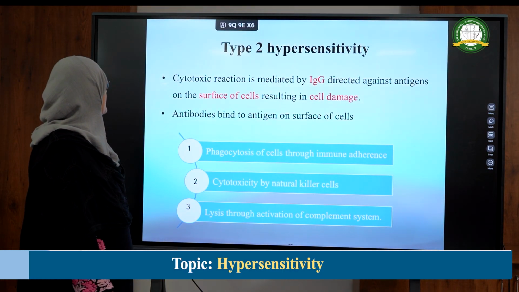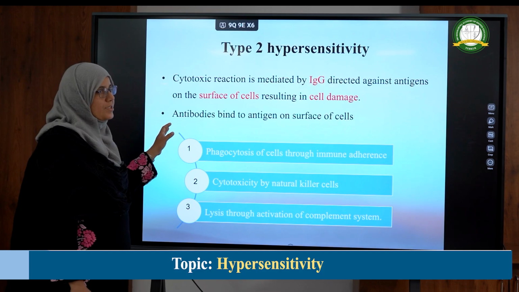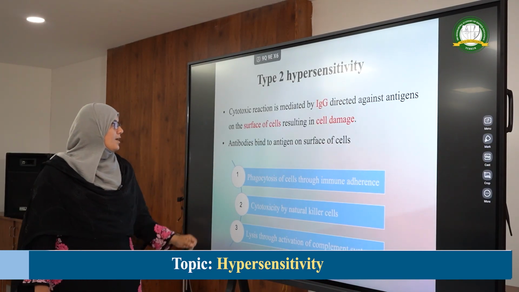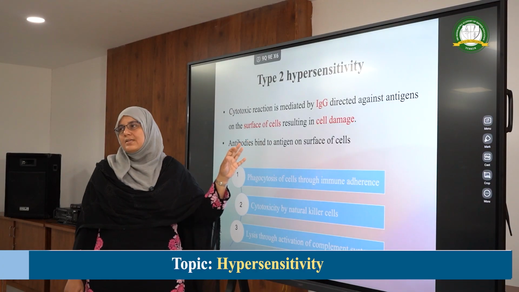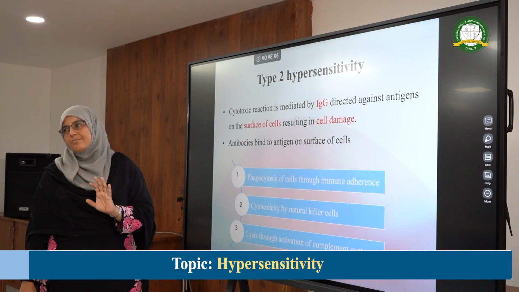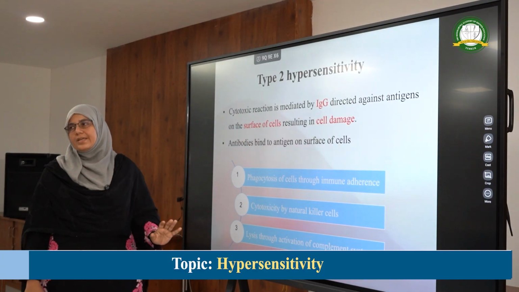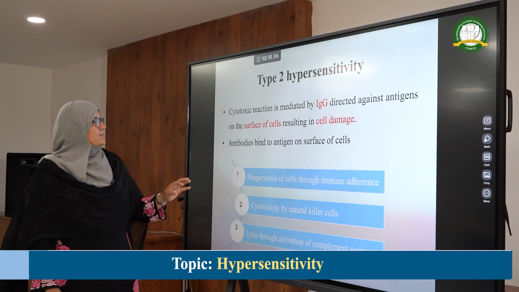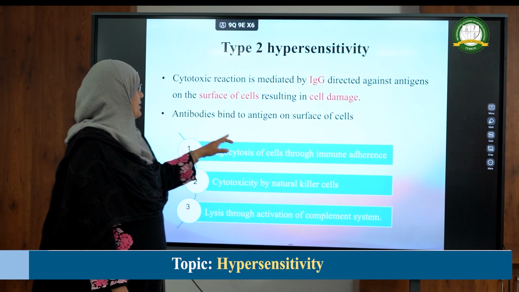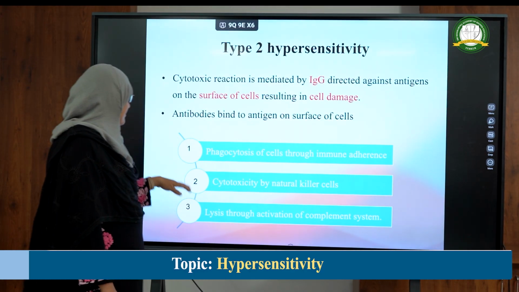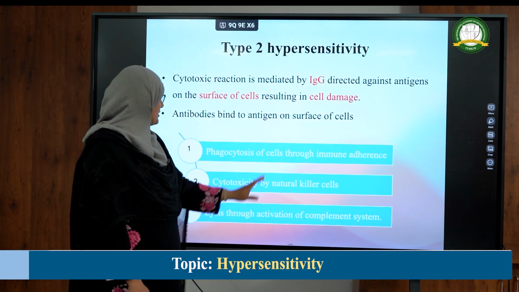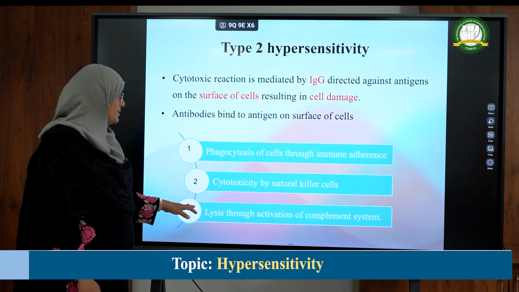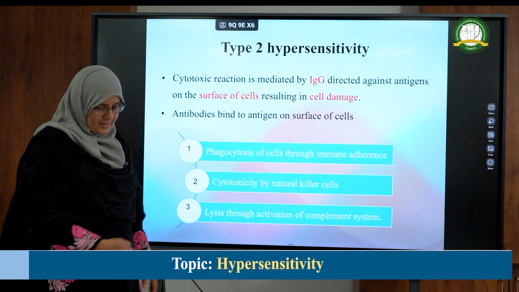So type 2 hypersensitivity, this cytotoxic reaction, is mediated by IgG directed against the antigens on the surface of cells. It results in cell damage. So what we have to remember here: in type 1 it was IgE antibody, in type 2 basically it is IgG antibody. And antibodies bind to antigens on the surface of the cells here.